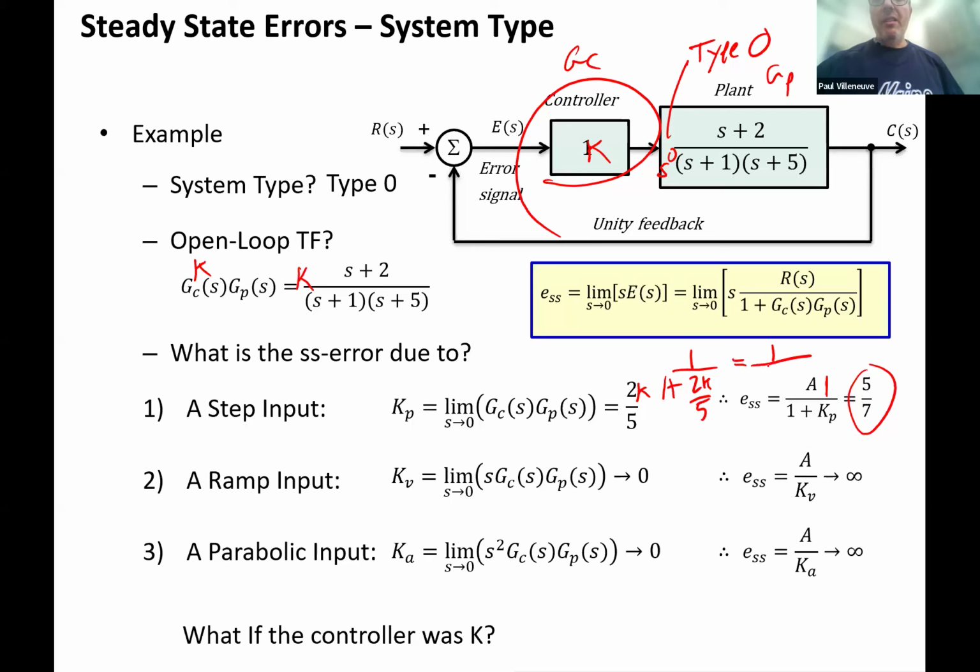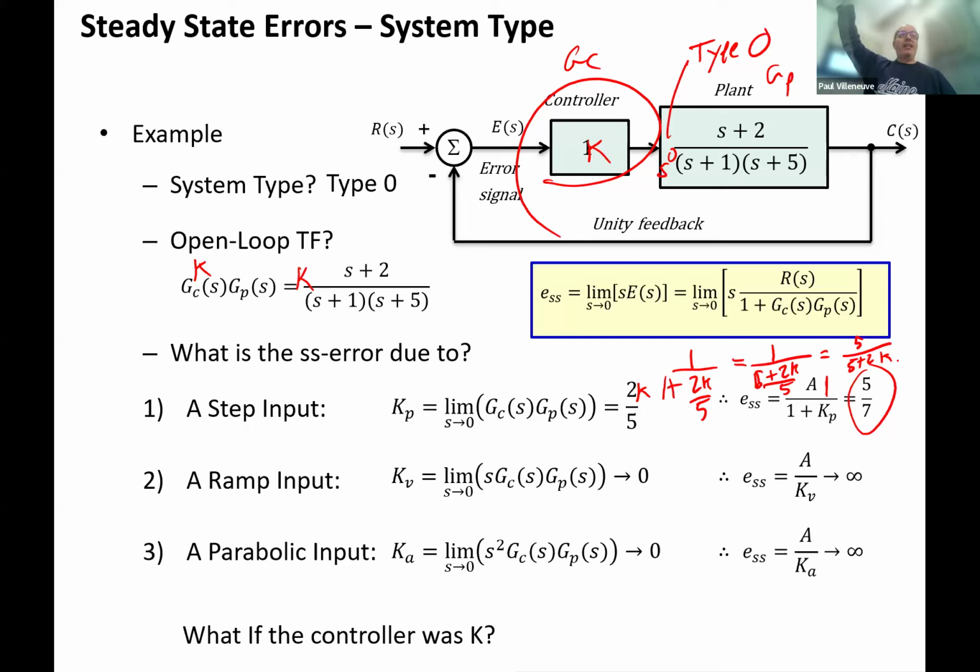So when I do my steady state error, I have 1 over 1 plus 2K over 5, which is equal to 1 over 1, or 5, I should say, plus 2K over 5, which is equal to 5 over 5 plus 2K, correct? That's what our steady state error is going to be. So what does that tell me?